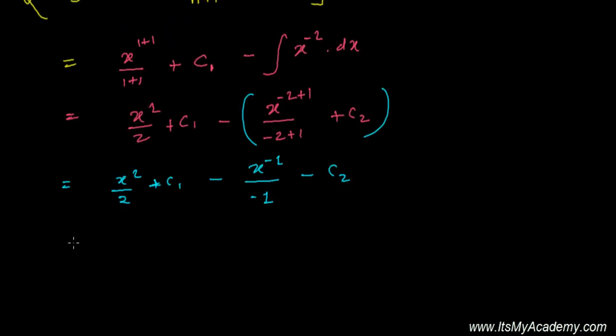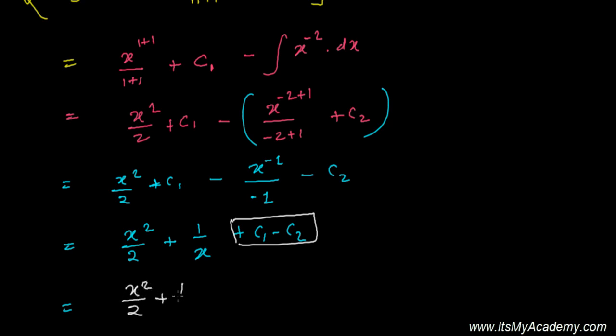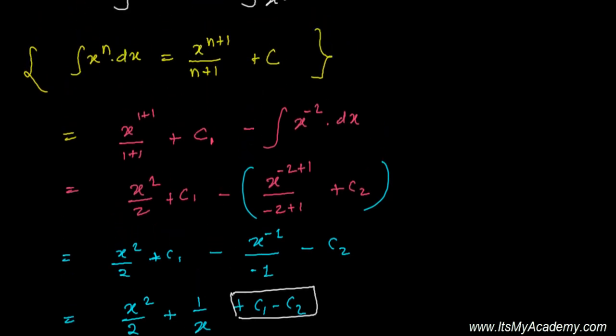So let's write the variables together. x squared over 2, and since it's minus and minus, it's going to be plus, so I'm directly writing plus, and it's x to the power minus 1, so I'm writing 1 over x. And plus c1 minus c2. And my dear friend, this c1 minus c2, what is that? That's simply a constant, right? Some arbitrary constant. This is also and this is also, so overall this is some constant. So it's x squared over 2 plus 1 over x plus a big C. That's it. This is the way to find the integration.